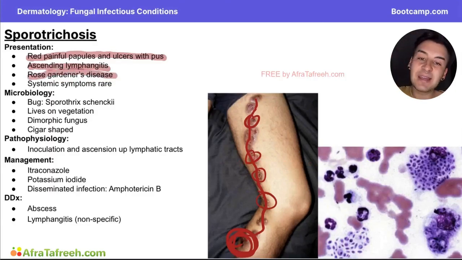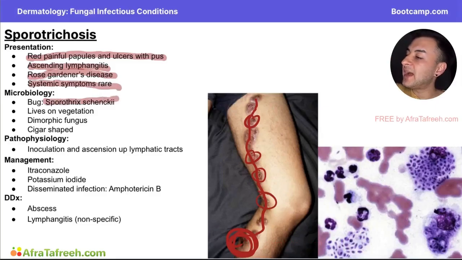And importantly, even though this looks really scary, the systemic symptoms are not going to be present. Unlike an abscess or a cellulitis, these patients are unlikely to get systemic symptoms. So systemic symptoms very rare here. We talked about the bug being Sporothrix schenckii and how it lives in vegetation, especially roses and bark. It is a dimorphic fungus, which remember we talked about, meaning it can exist in 2 different temperatures.